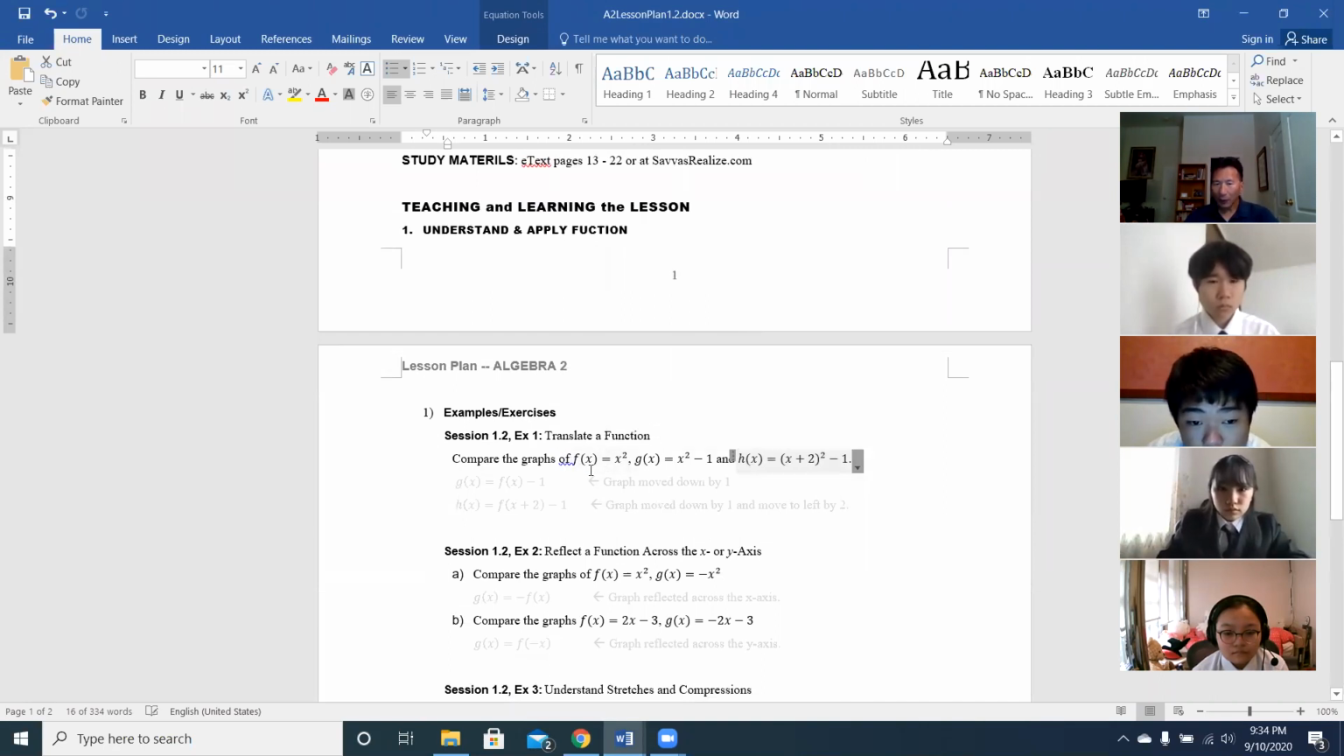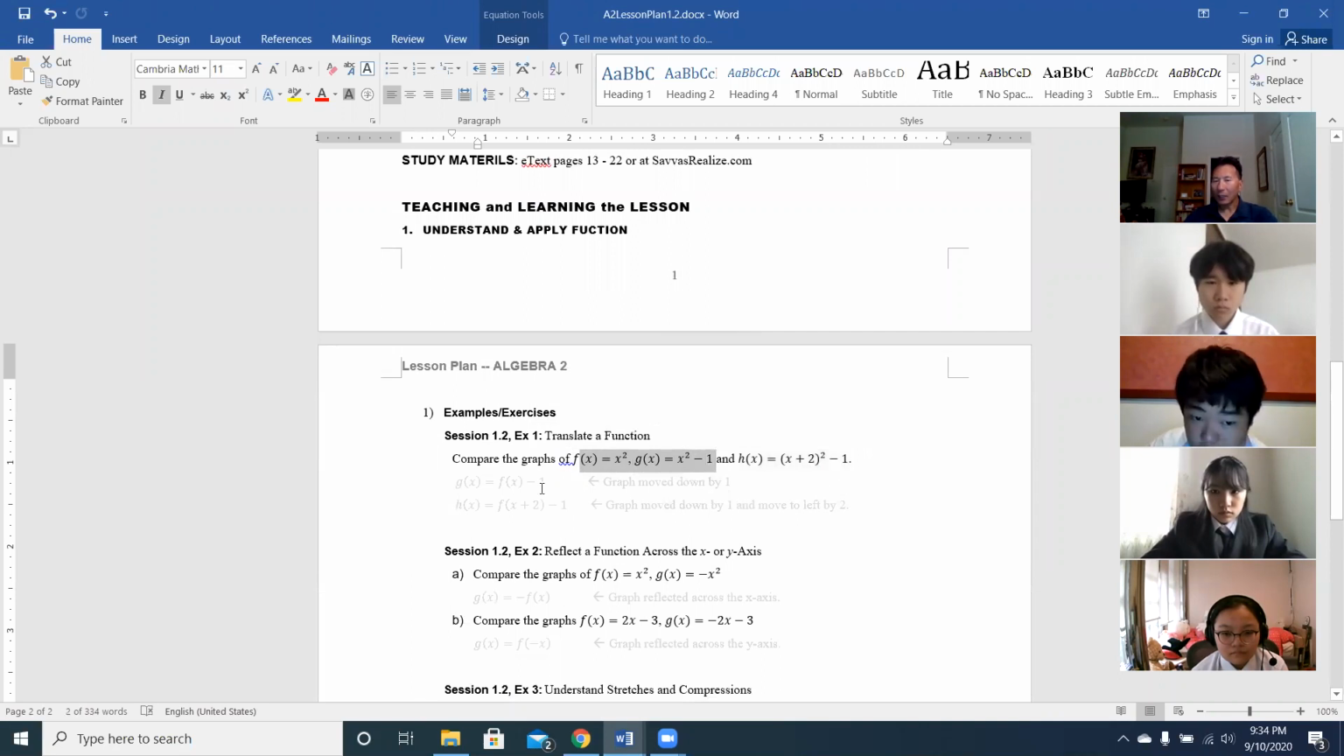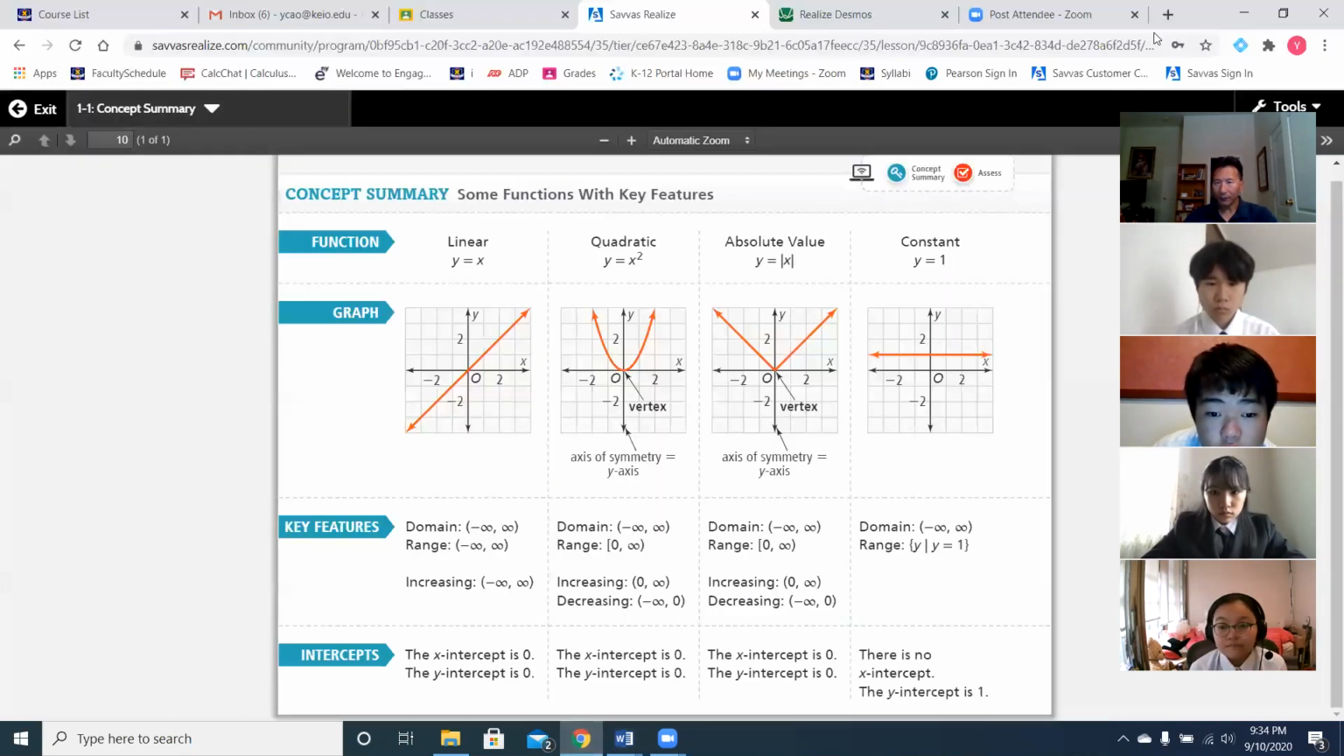I have two functions. One function is f(x) equals x squared. The other function is g(x) equals x squared minus 1. So let's compare those graphs first.